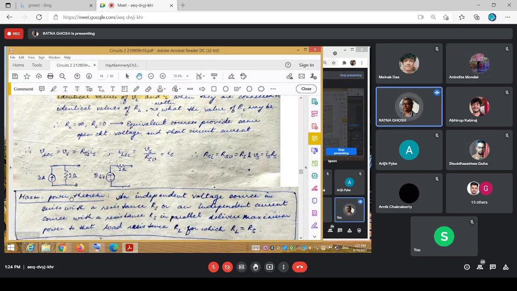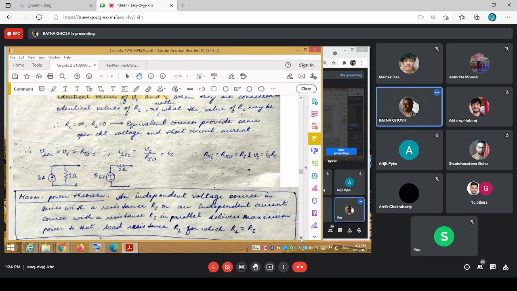Now, coming on to the maximum power theorem. Theory-wise, an independent voltage source in series with a resistance Rs, or an independent current source with a resistance Rs in parallel, as you can see, are nothing but equivalent representations: the voltage source representation or the current source representation. This delivers maximum power to that load resistance for which the load resistance matches the internal resistance.